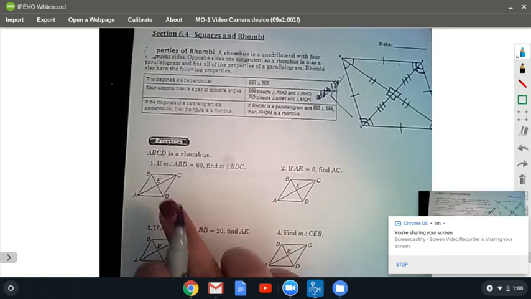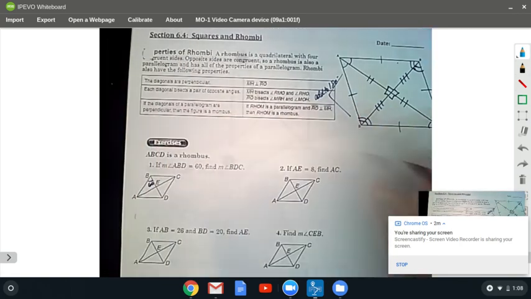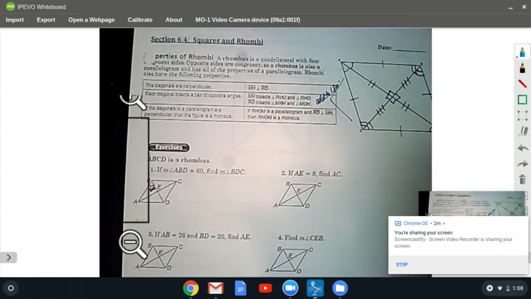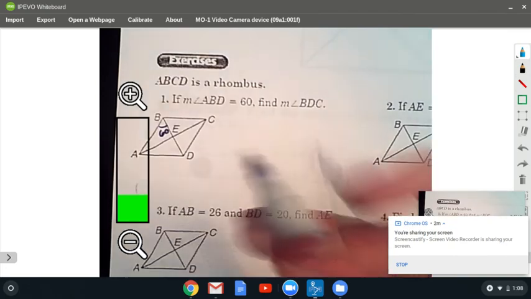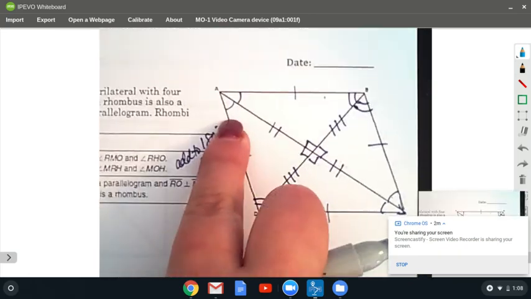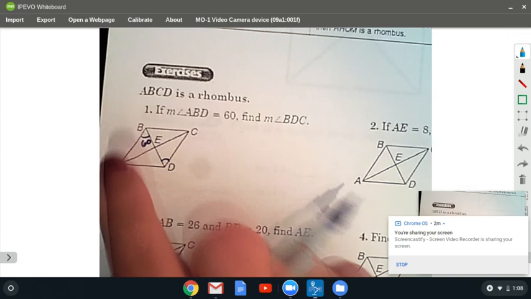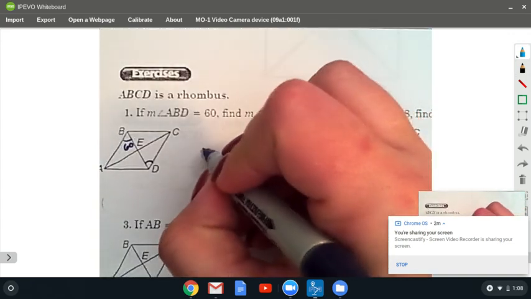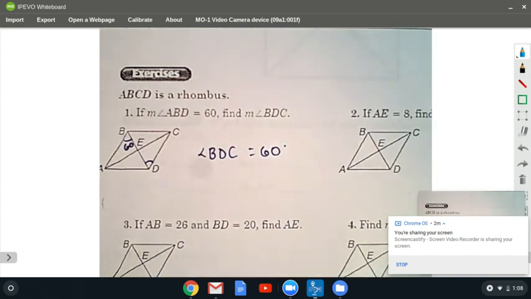So this first one says that angle ABD, so this angle here, is 60 degrees. I'm going to zoom in a little for you. Find angle BDC here. Based on what we did up here, they're opposite. They should be equal, even though they're halves. So you would just say that angle BDC equals 60 degrees.